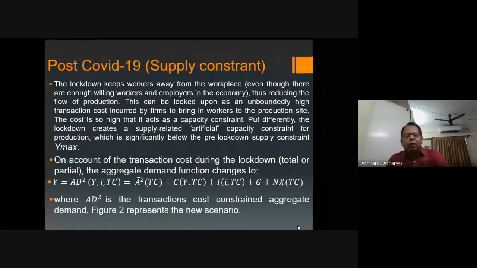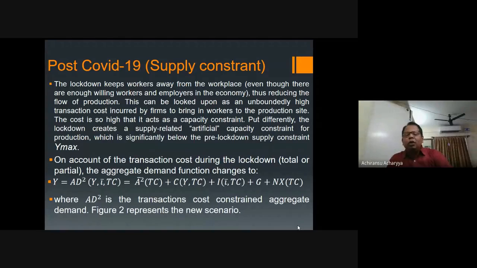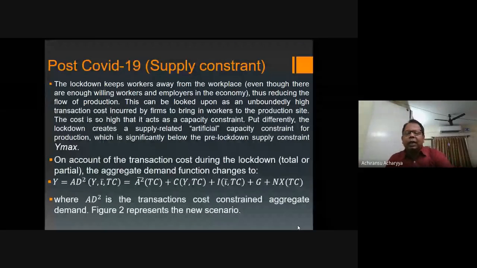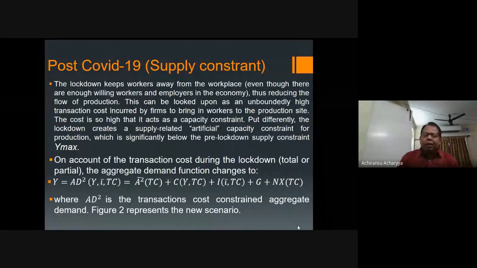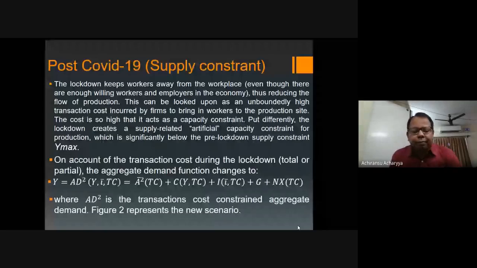So put differently, the lockdown creates a supply-related artificial capacity constraint for production, which is significantly below the pre-lockdown supply constraint, which I call Ymax. I'll be describing this later in a diagram.